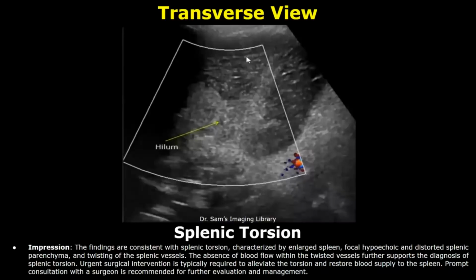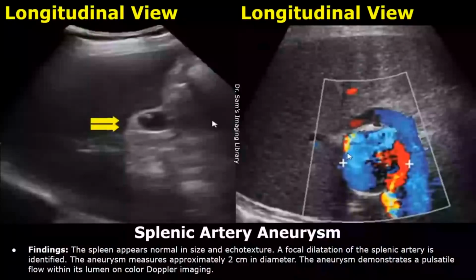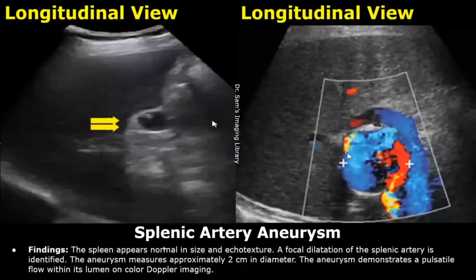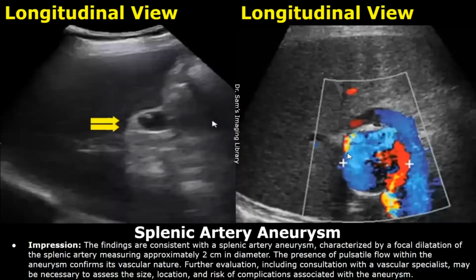Here is a case of splenic artery aneurysm. In the findings, a focal dilatation of the splenic artery is identified. Then the size of this dilated artery is written. The aneurysm demonstrates a pulsatile flow within its lumen on color Doppler imaging. These findings are written in the impression as well. And in the end, you can write about further evaluation and clinical correlation.